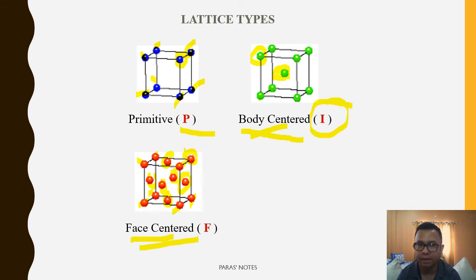Here also you can see 8 in the corners and 6 at the faces. 8 plus 6 is 14. Actually it is not 14, it's something else, but I'm coming to that a little later. But these are the 3 different kinds of lattice types, or let's call it lattice crystal. And do not forget, here I am discussing only cubical crystal, simple cubical crystal.